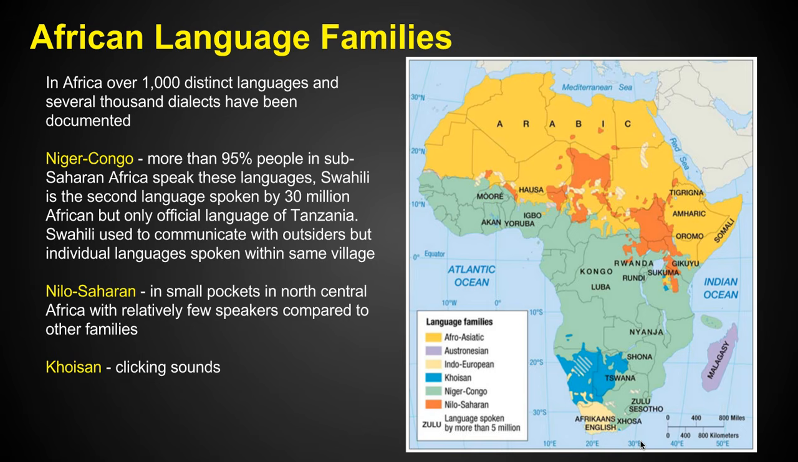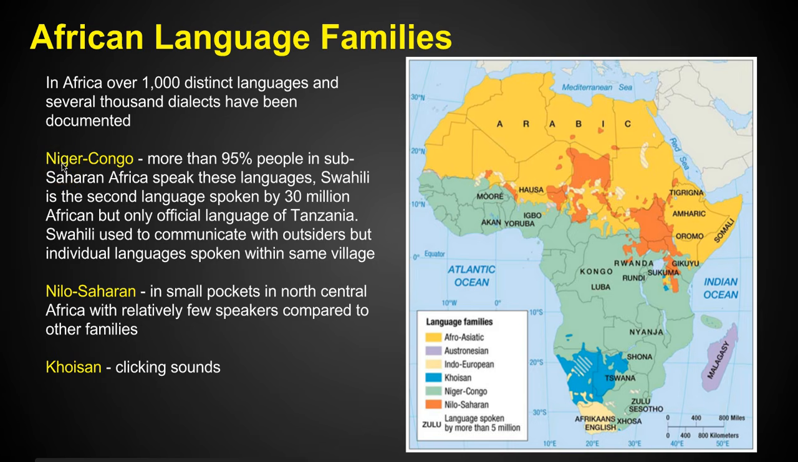In Africa, there are over 1,000 distinct languages and several thousand dialects which have been documented. Think about the whole continent of Africa, how many different languages and dialects you have going on there. There's a ton. Niger-Congo. More than 95% of the people in sub-Saharan Africa, remember when we say sub-Saharan, well, here's the Sahara Desert. So sub or below that is sub-Saharan Africa. 95% of the people in sub-Saharan Africa speak these languages of Niger-Congo.